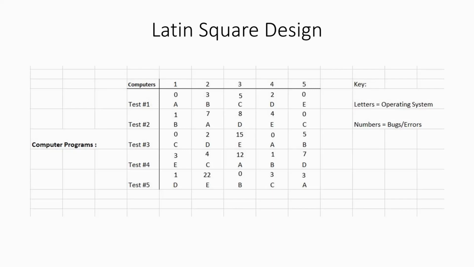Again, using this Latin square design, we can organize this data through randomization, and we can find the average and factor out the outliers to find the most successful computer operating system combination.